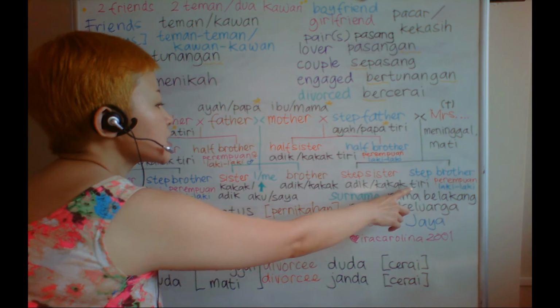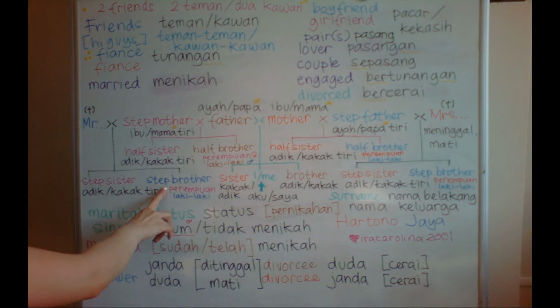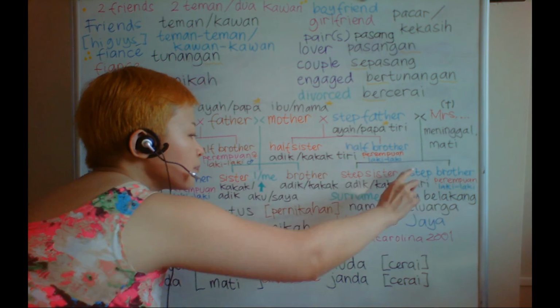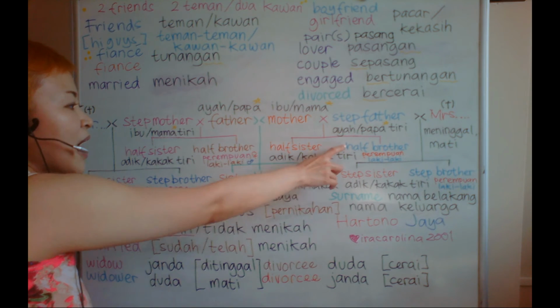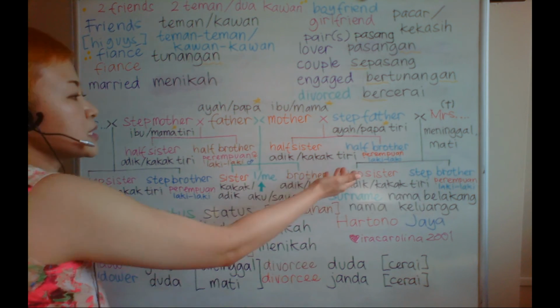Younger is adik, kakak is older. Then you put space, tiri. If you want to be more specific about the gender, you just have to put perempuan for female, laki-laki for male, same here. But for step and half, same. We don't have different words. It's just tiri.